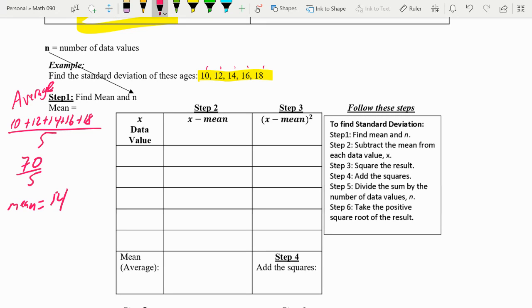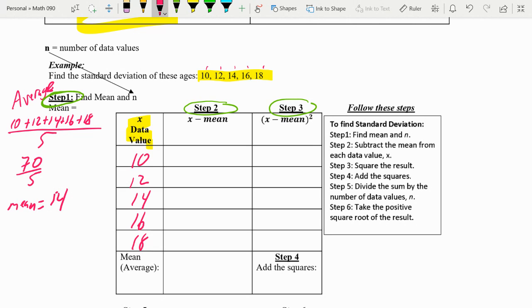Now this table is going to help us out. There's a few steps. This was step number one, you see it right there. Here's step number two, and there's step three. Right here in this column, we're simply writing down the numbers that were in our data set, the numbers they gave us: 10, 12, 14, 16, 18. You draw out however many numbers there are, and you fill those in.